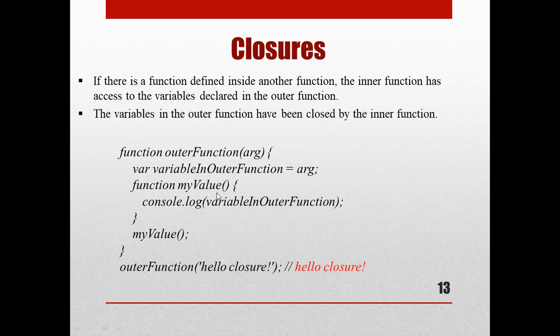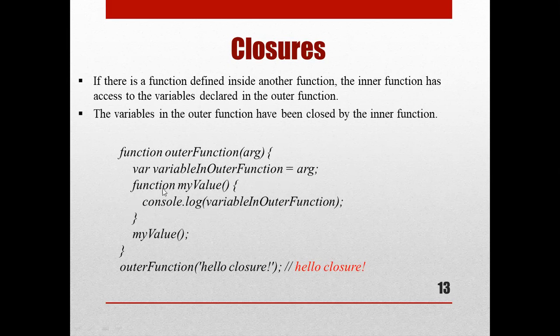Now the function myValue is the inner function, having a body with console.log that will print variableInOuterFunction. What will it print? Here you can see, that means the inner function can access the variables from the outer function. So console.log variableInOuterFunction. What does that variable consist of? Argument. That argument we are going to pass to the function.